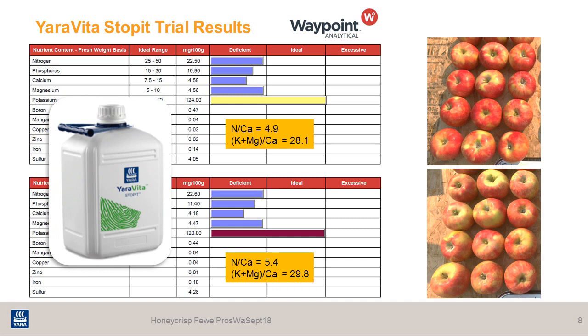Now, in this particular trial, we used the product called YaraVita Stopit to spray on this Honeycrisp, and we were able to increase the level of calcium significantly, by about 10%. We also decreased the ratio by about 10%. And because of that, we're seeing better color here.